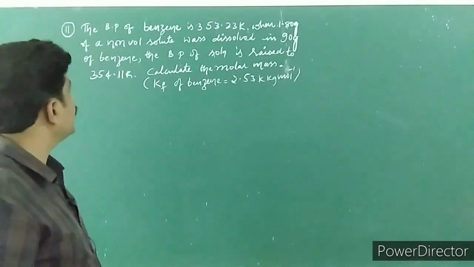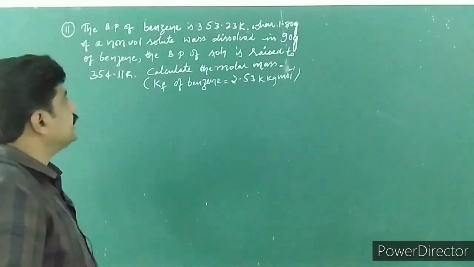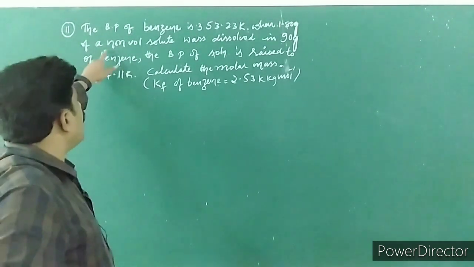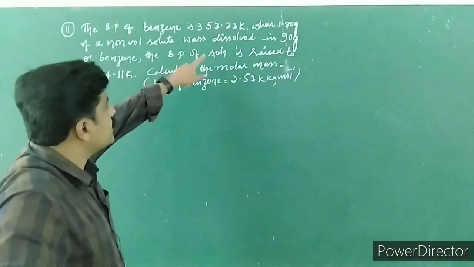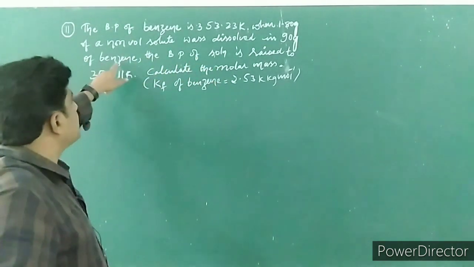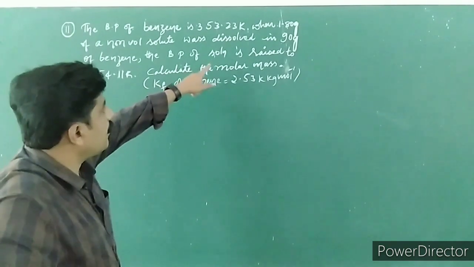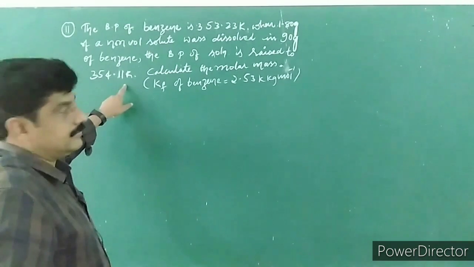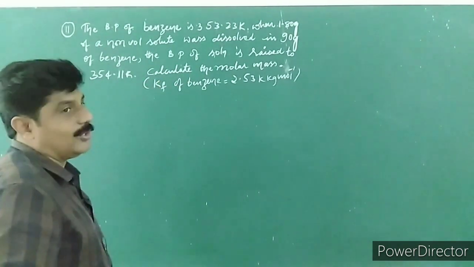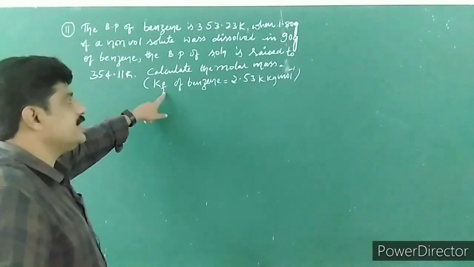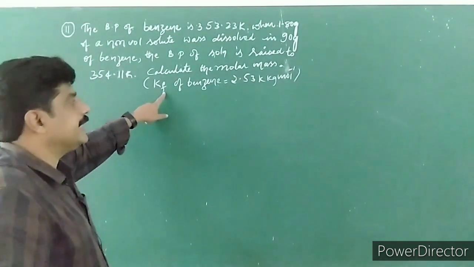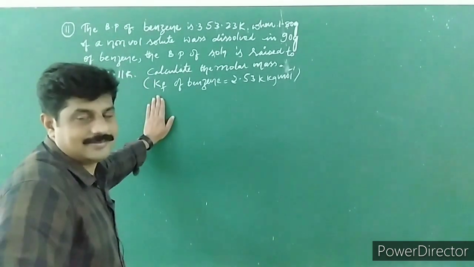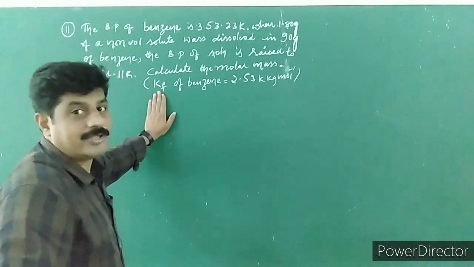Children, let me give one homework for you. The boiling point of benzene is 353.23 Kelvin. When 1.80 gram of a non-volatile solute was dissolved in 90 grams of benzene, the boiling point of solution is raised to 354.11 Kelvin. Calculate the molar mass of the solute. Given Kf of benzene is equal to 2.53 Kelvin kg per mole. Easy numerical. Hope you will solve this and tell me the answer tomorrow in the class.